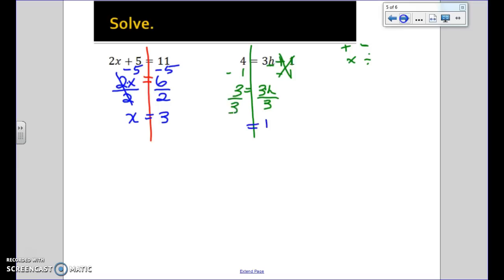So when it's all said and done, all I have is h on one side, which is good because now I can see how much it's worth. And on this side, I just have a 1. So 1 equals h, or you can think of that as h equals 1.